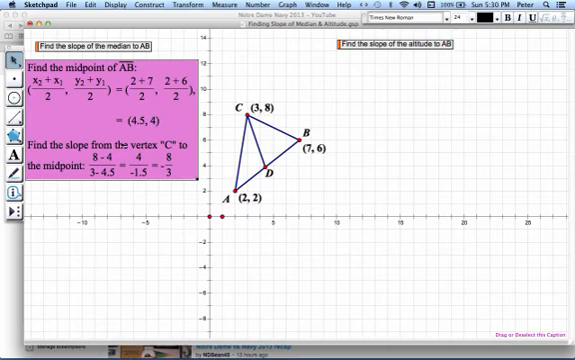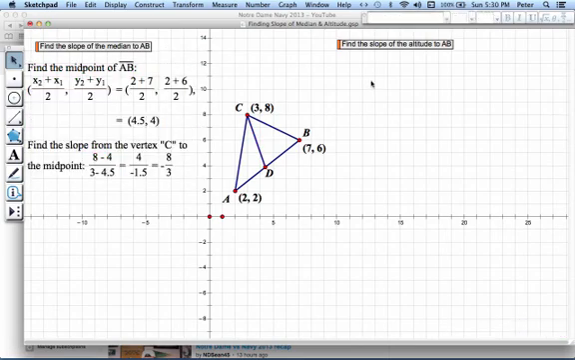Then I'm going to use that new coordinate to calculate the slope of CD, which would be 8 minus 4, because those are the y coordinates, divided by 3 minus 4.5, which gives us 4 over -1.5. But that's not simplified. So I'll double the numerator and the denominator and get -8 over 3. And that's the slope of the median.